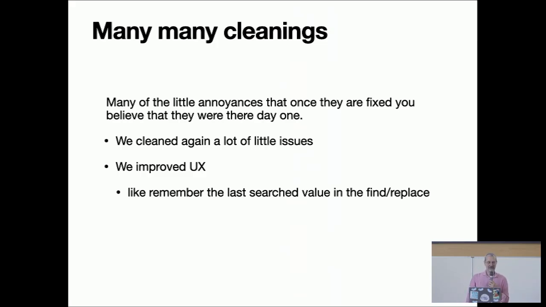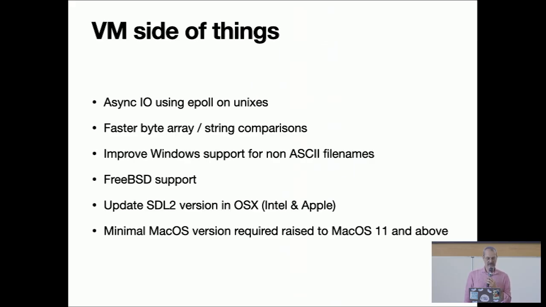On the VM side of things, Guille, you tell me if I say something wrong. What they told me in the list: there is async IO for Unixes. We introduced faster byte array and string comparisons. There is improved support for non-ASCII file names on Windows, which were annoying. Support for FreeBSD. There is an update on SDL2, and then we will probably go to SDL3 in the near future. And the minimal version now is macOS 11.